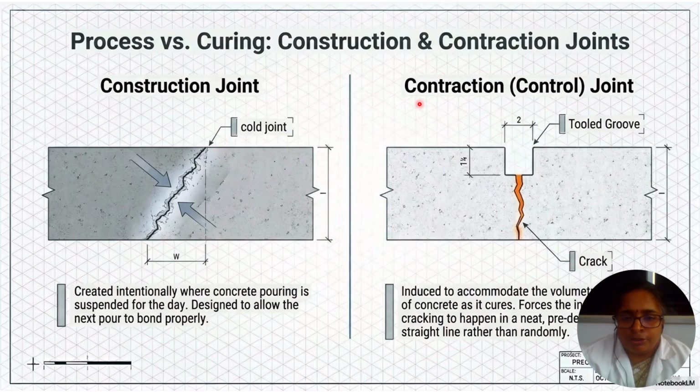The next joint is contraction joint, otherwise called control joint. It is induced to accommodate the volumetric shrinkage of concrete as it cures. It forces the inevitable cracking to happen in a neat predetermined straight line rather than randomly. So that is the tooled groove which is shown in the figure, and the crack which is available in the component.